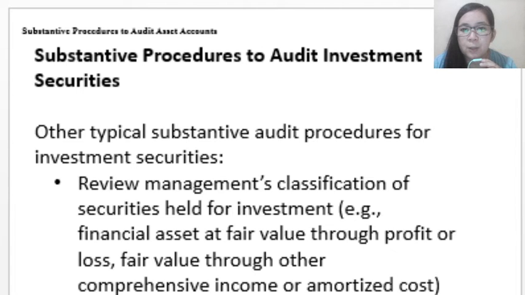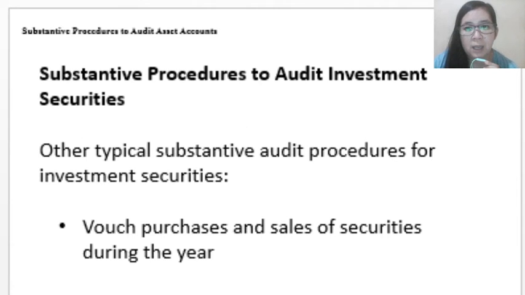Because if the entity does not follow a certain guideline, then it will have the effect of understating or overstating the investment security accounts. Next, the auditor can also vouch the purchases and sales of such securities during the year. Again, vouching is done from the records in the books of accounts of the entity, and then referring this to any documents which serve as the source documents for these types of transactions relating to our investment security accounts.